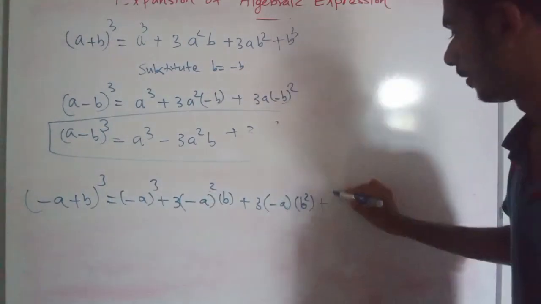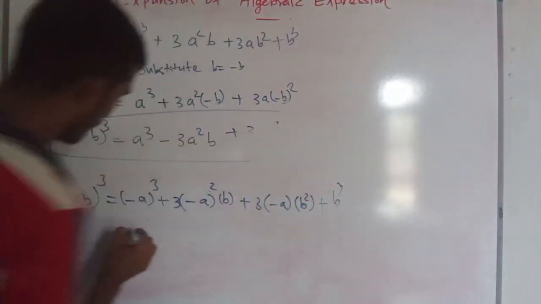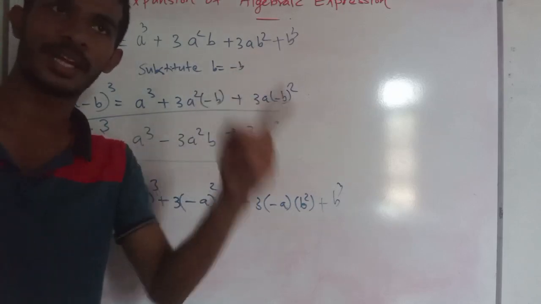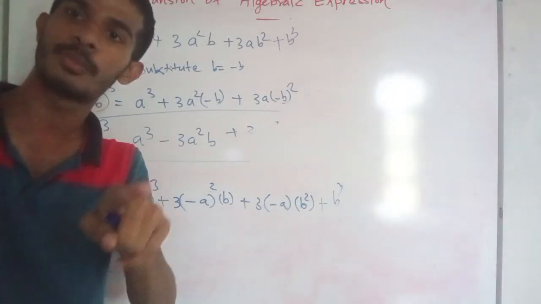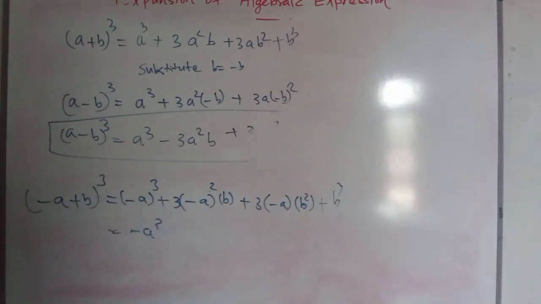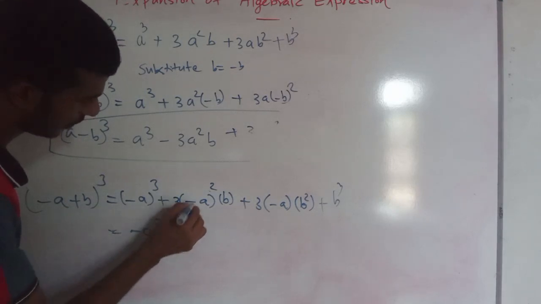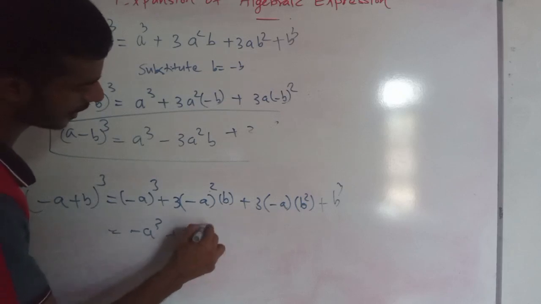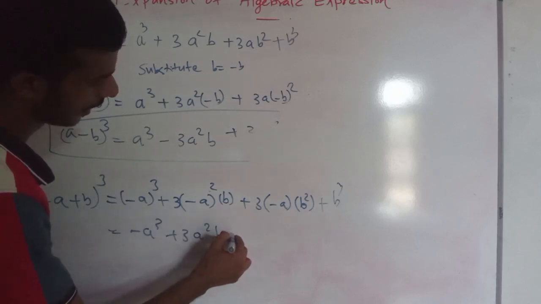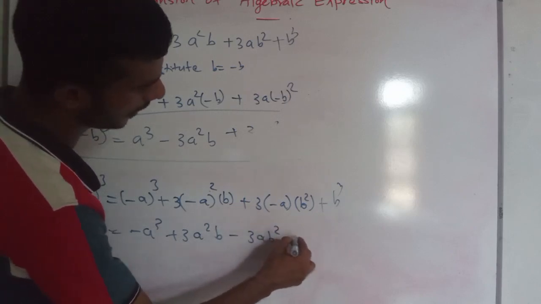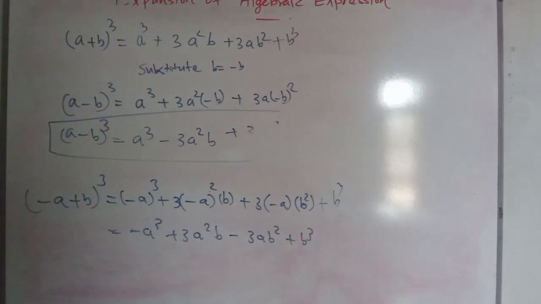Plus again B power cube. Now you see minus A power 3. So minus A is multiplied 3 times. So minus into minus is plus, then plus into minus will give you minus A cube. Minus A cube, right? Now you see this is positive A squared, then plus 3A squared B. Then you see here minus 3AB squared plus B cube. Right? Okay, this is the expansion.